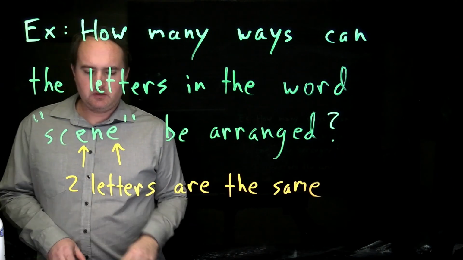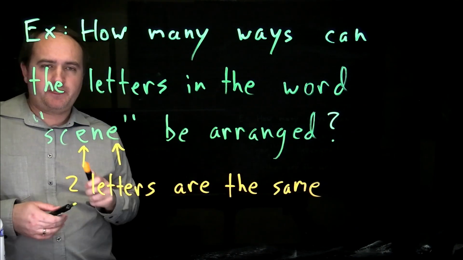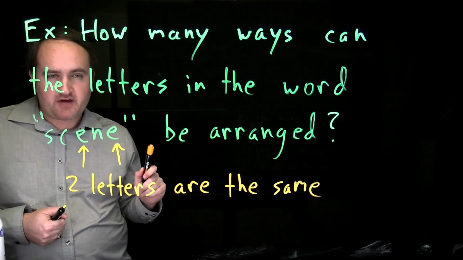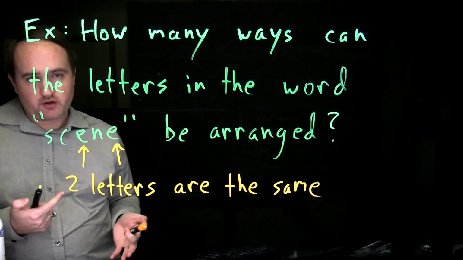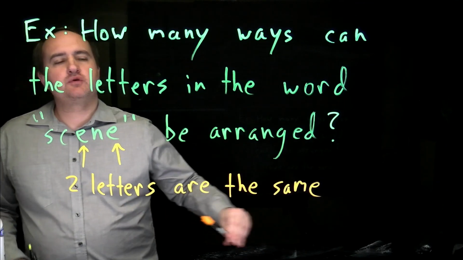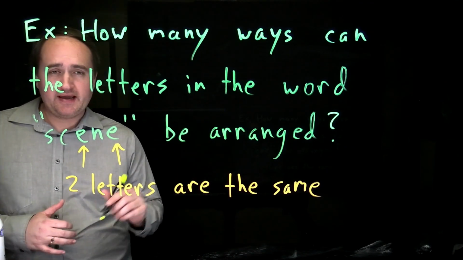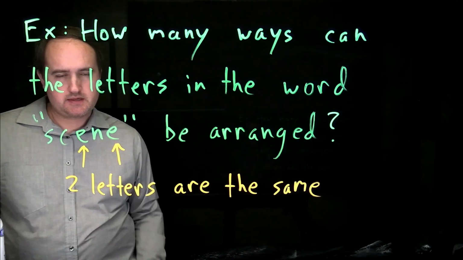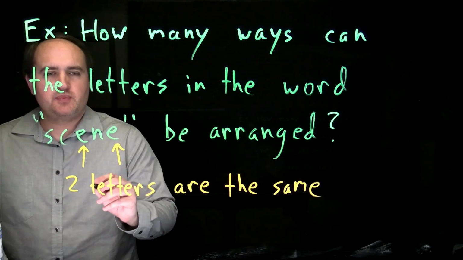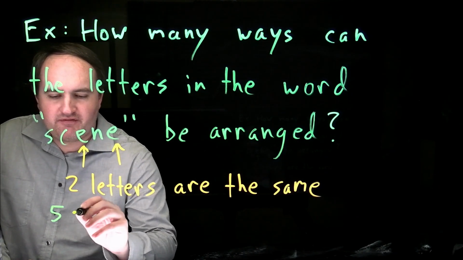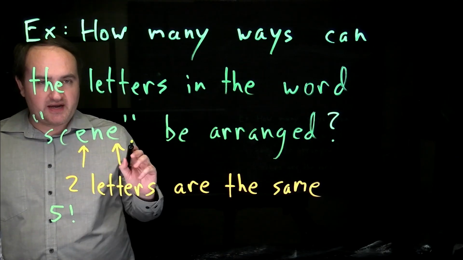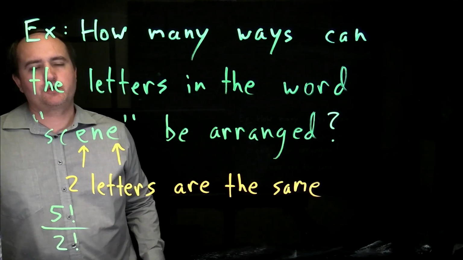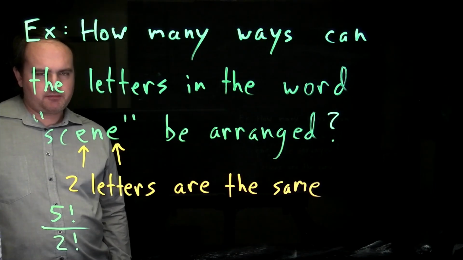Okay? So if all the letters were different and we had 5 letters, then we would have a total of 5 factorial ways of arranging all the different letters. But here, because 2 of the letters are the same, we have to divide by a 2 factorial to take into account that those 2 letters are the same. All right, so in our numerator, we're going to have 5 factorial because there are 5 letters, but then in our denominator, we have to divide by 2 factorial because those 2 letters are the same.